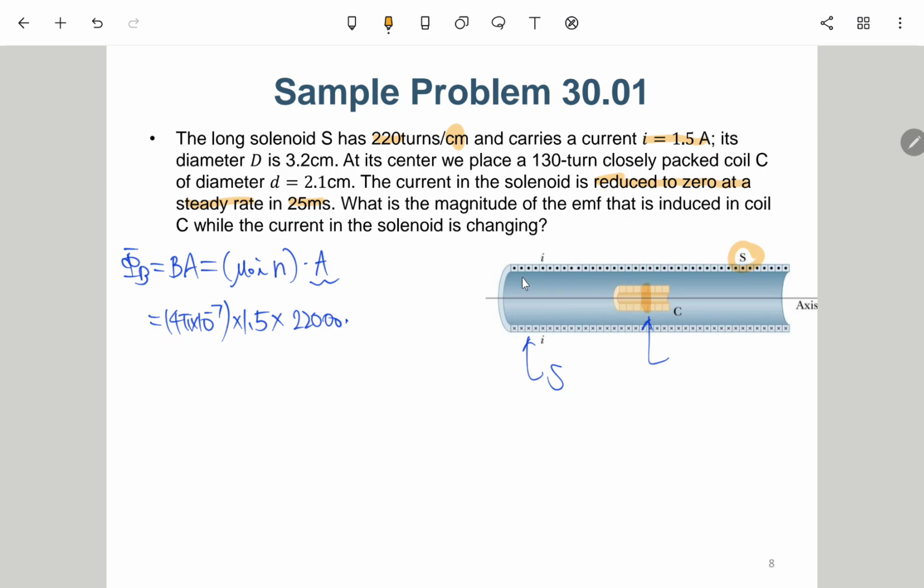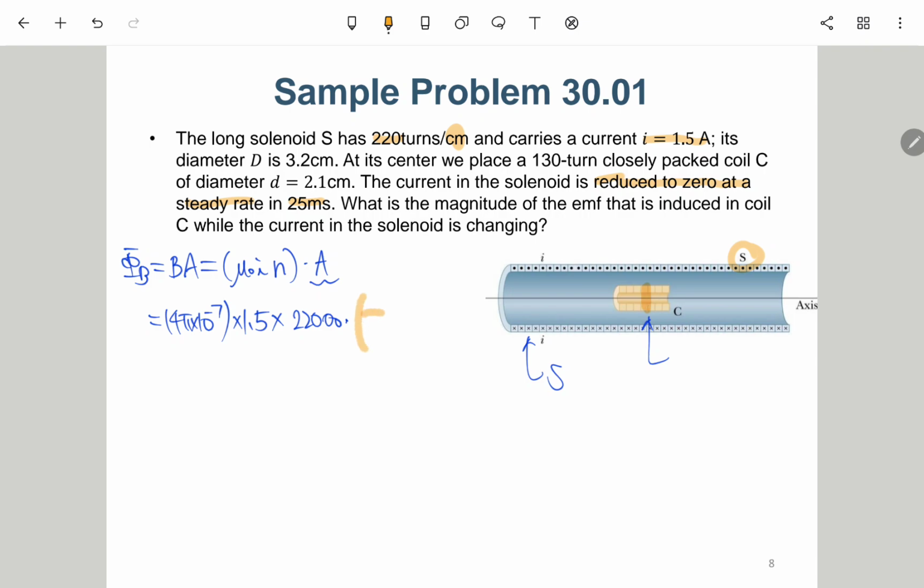Because we have a solenoid here and this current will reduce, there will be magnetic flux changing, so it will induce current in the coil C. So what we would like to find is the EMF here. So the cross-section area is of course regarding coil C.